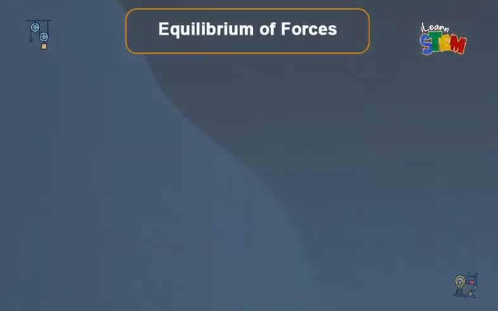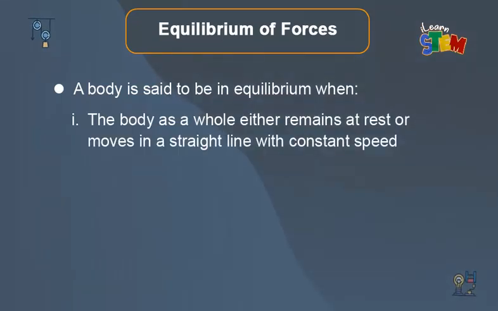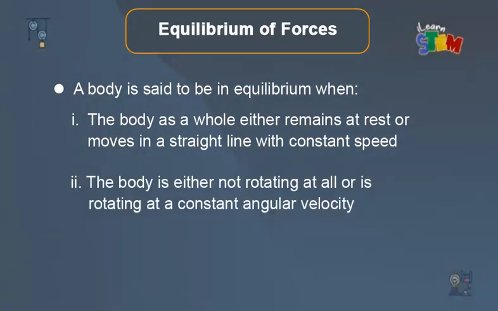Now, let's understand what equilibrium of forces means. A body is said to be in equilibrium when the body as a whole either remains at rest or moves in a straight line with constant speed, or when the body is either not rotating at all or is rotating at a constant angular velocity. This simply explains that equilibrium means balance.